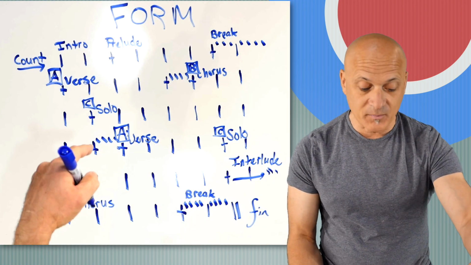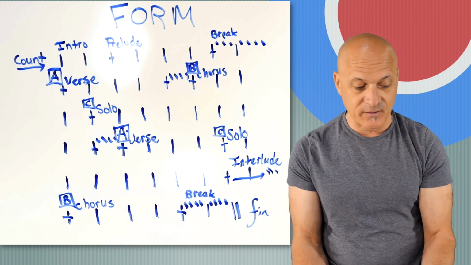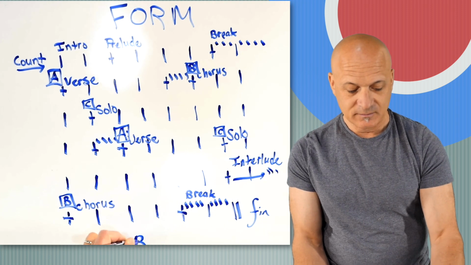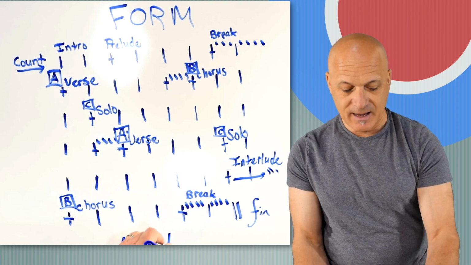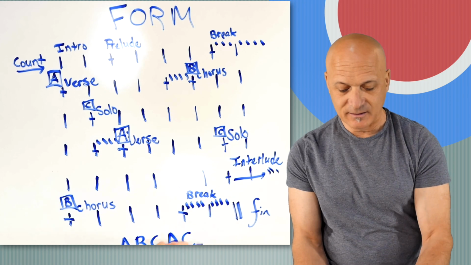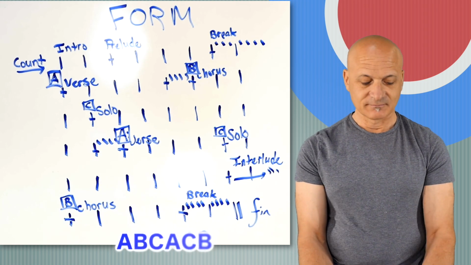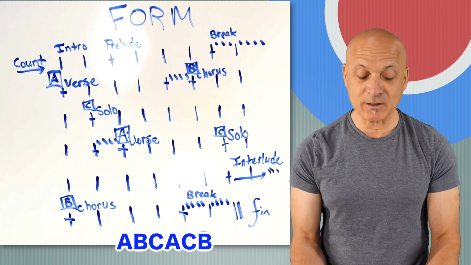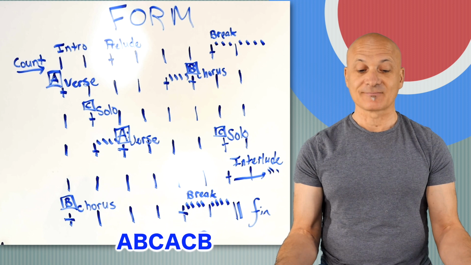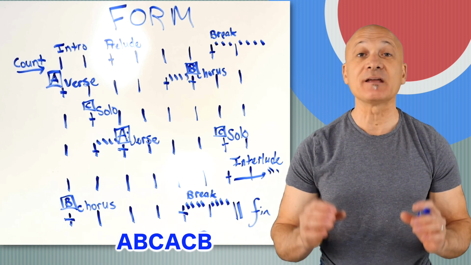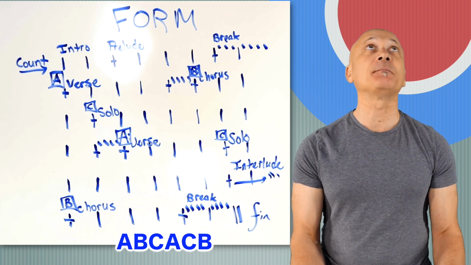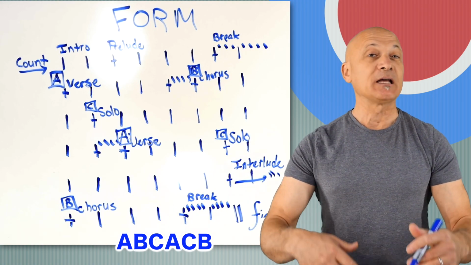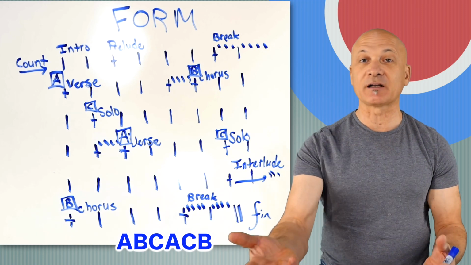So what is the form of this tune? Well, what I have here, if I follow these through, I've got A, B, C, A, C, B. All right? That would be the form that I have in this arrangement. And that's the nice thing about form, that you can have the same tune in a different form in one arrangement than another.